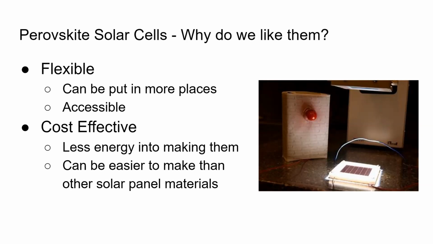And then there's this cost-effective aspect. There's this idea that less energy would go into making them, and they would be easier to make than other solar panel materials. This is to be tinkered with. Silicon solar panels are made en masse in big industrial complexes, whereas thin-film solar cells, perovskite solar cells, have a few more steps to them. But the idea is it takes less energy to make them in the end. So what you're getting in energy out of the solar cell doing its thing is more effective.